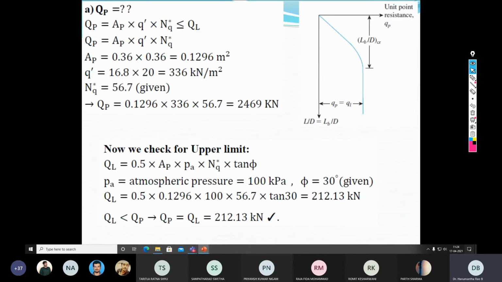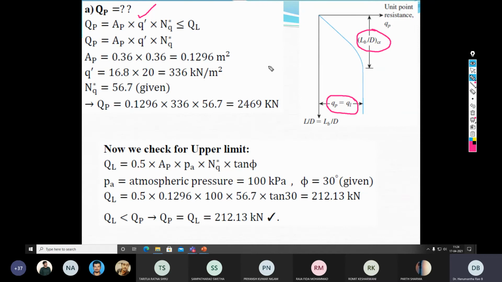Okay, so this is the answer. First, let us try to solve. The equation for computing QP, the point bearing resistance, is AP into Q dash into NQ star, and this should be less than or equal to QL. That shall be decided based on another parameter, that is LB by D critical. So first calculate the product of AP into Q dash into NQ star.